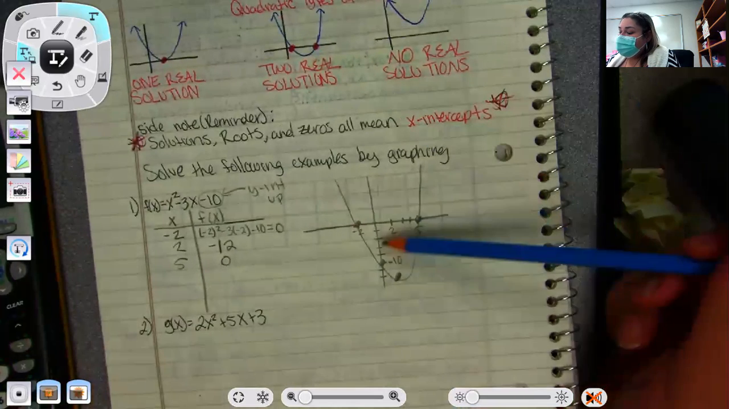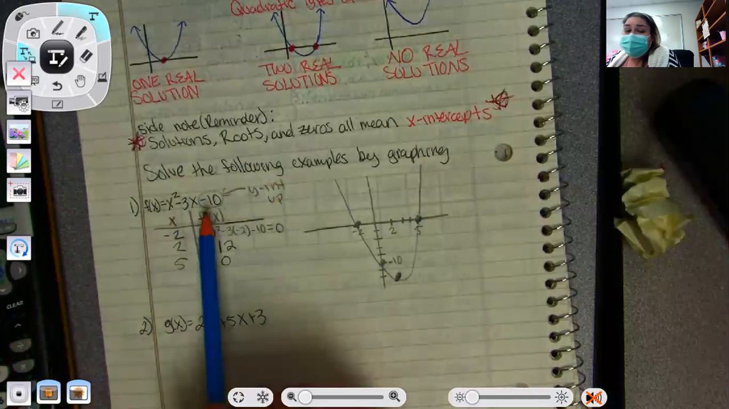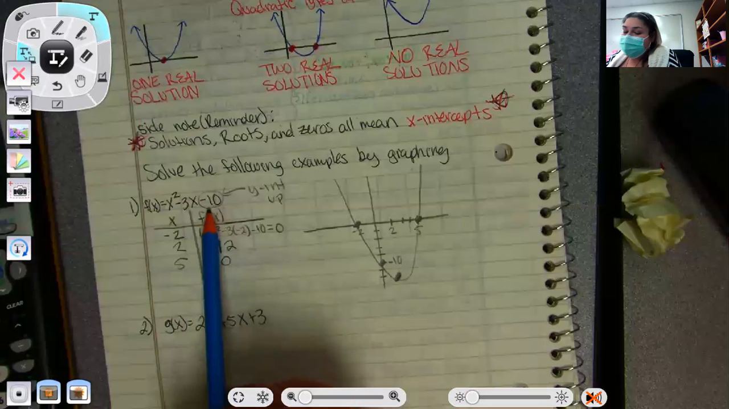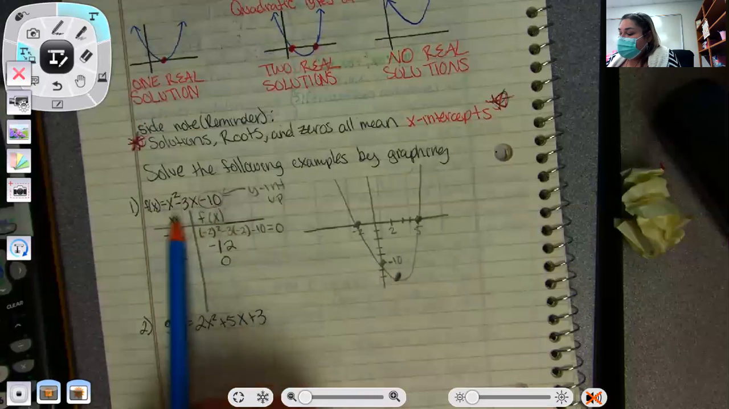So you can always make your rough sketch just by grabbing some of your basics first. We knew this was a y-intercept, and then I knew how to open up because this is a positive a.